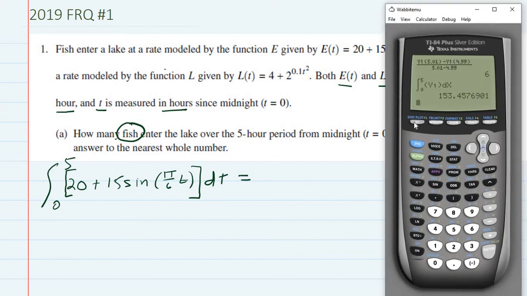I've already entered in both functions E of t and L of t. Y1 is E of t, and we can scroll over and make sure that we've got that entered into the calculator properly. I want to do that when I'm taking the test. Make sure that I double check that the function is entered in correctly.